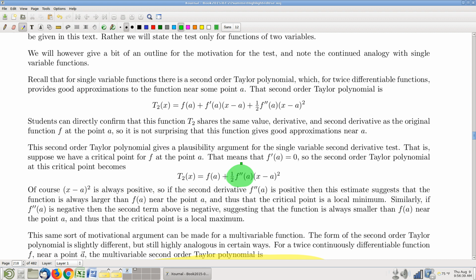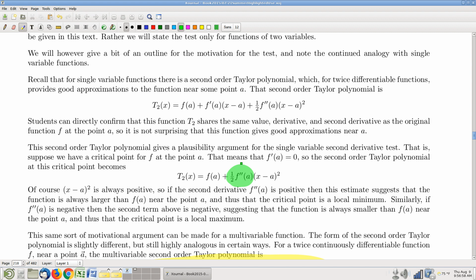If that coefficient is positive, then we have something that looks like this. We have an upward pointing, if you will, parabola. And therefore, at that point, we have a local min. So that's a point of view on why, if the second derivative is positive, you have a local min.